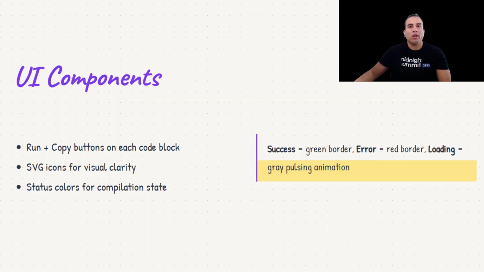Each code block gets two buttons, run and copy, with clean SVG icons. The run button triggers compilation, and copy puts the code on your clipboard. Status feedback is visual. When compilation succeeds, the code block gets a green border. When there's an error, it turns red. And while the request is in flight, you see a gray pulsing animation. So you always know exactly what state things are in without reading any text.